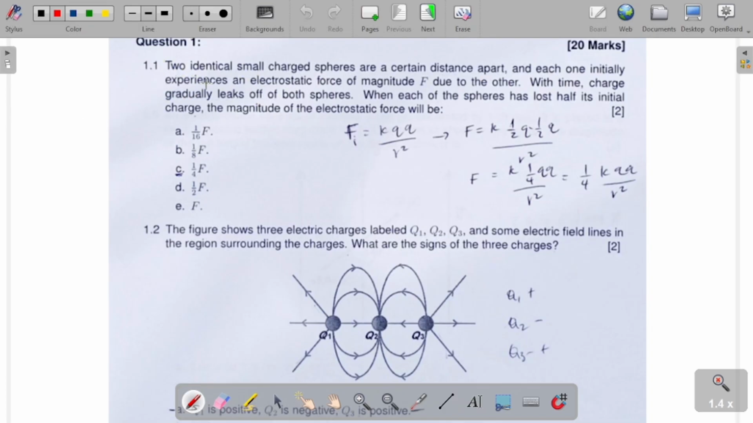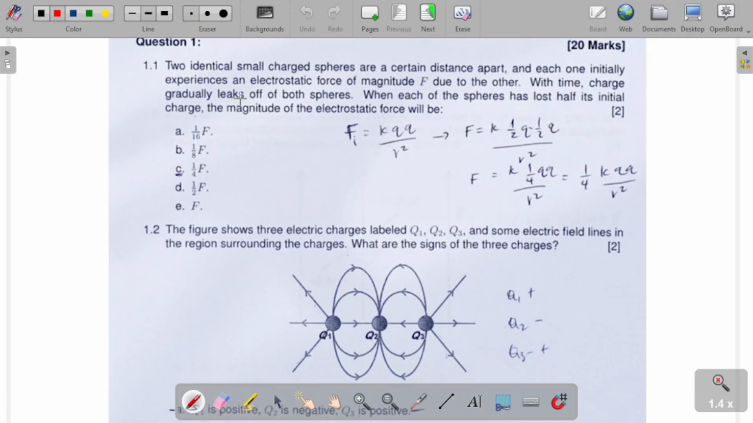The first question, 1.1. Two identical small charged spheres are a certain distance apart, and each one initially experiences an electrostatic force of magnitude F due to the other. With time, charge gradually leaks off of both spheres. When each of the spheres has lost half its initial charge, the magnitude of the electrostatic force will be.